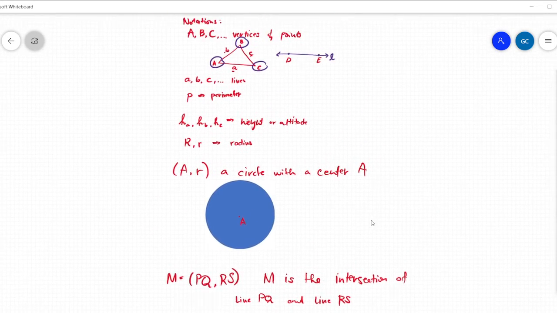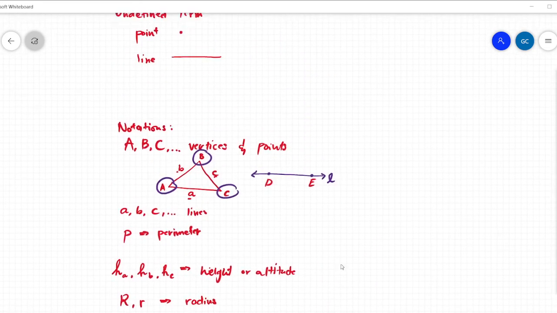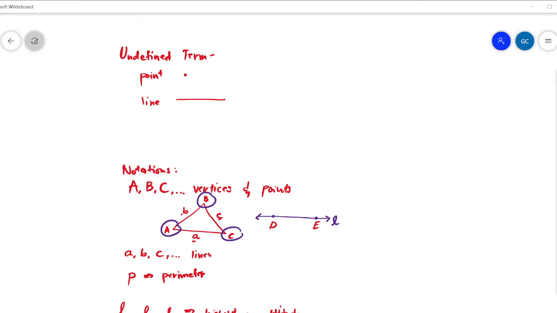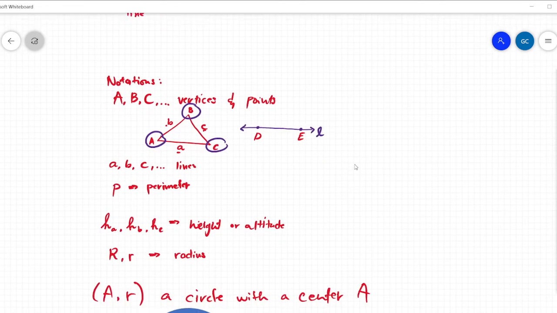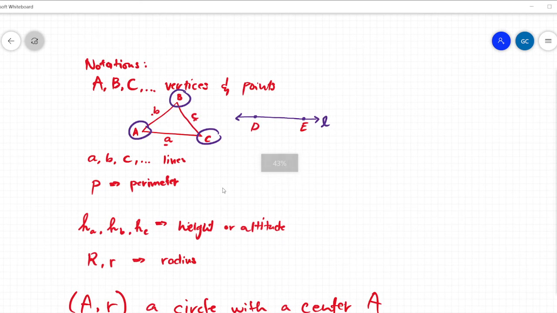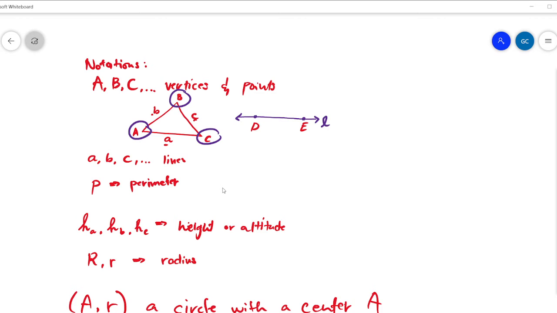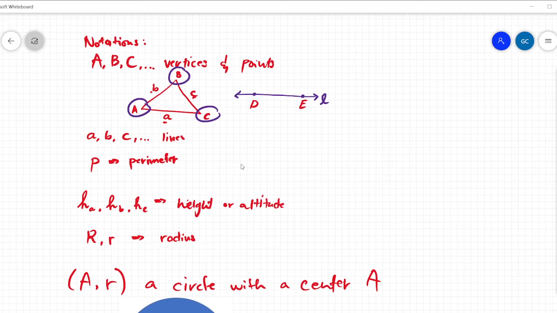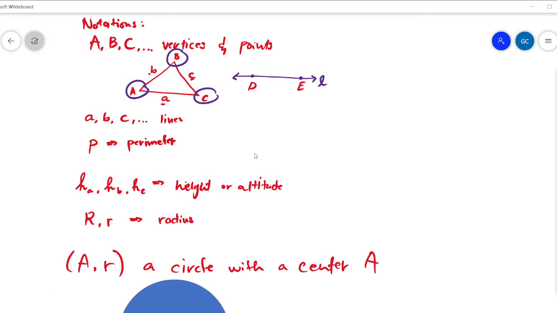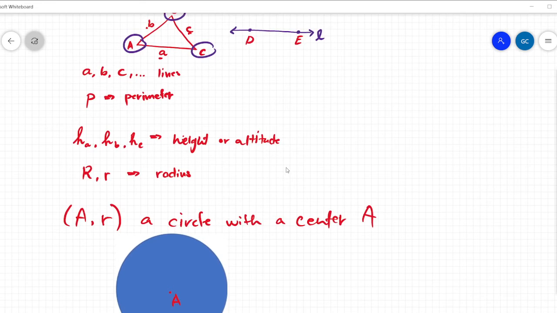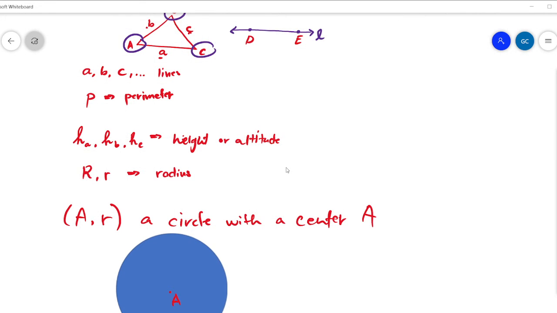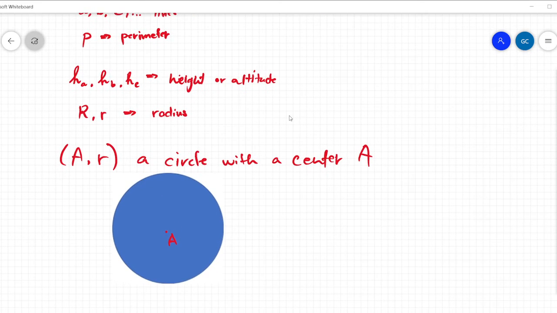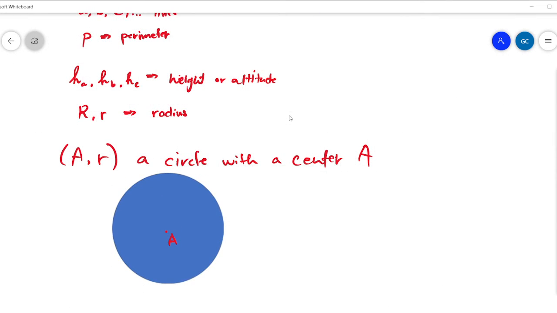So let's go back a little. Again, we have some undefined terms here: the point and the line. Also, we have some notations here. We will be using capital letters for the vertices and the points, and small letters for lines. We'll be using P for perimeter, H sub something for the height or altitude of something, and capital letter R or small letter R for the radius. Also, if we see this notation A, comma R inside parentheses, this is just a circle with a center A.